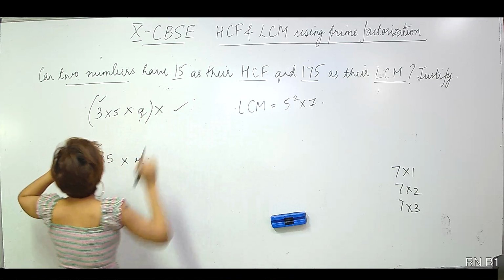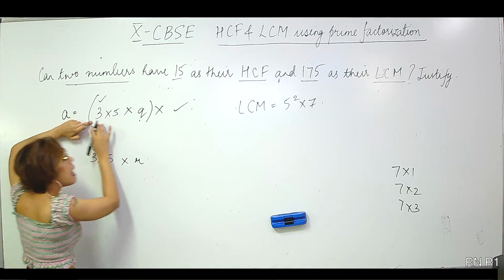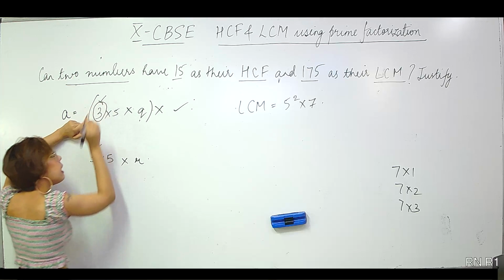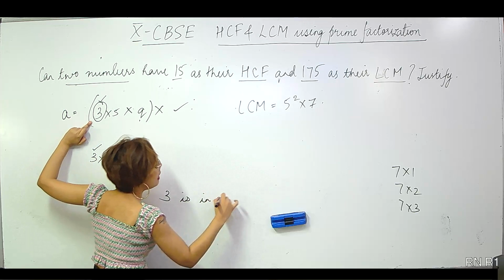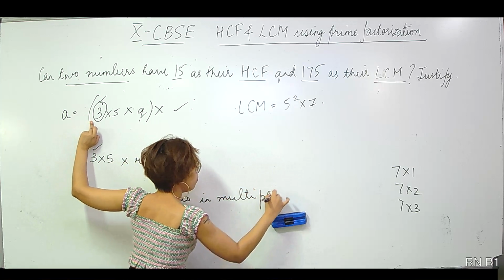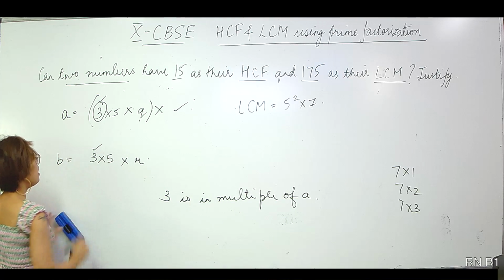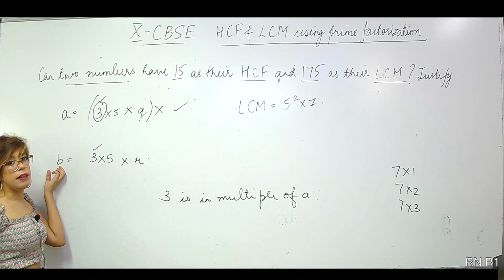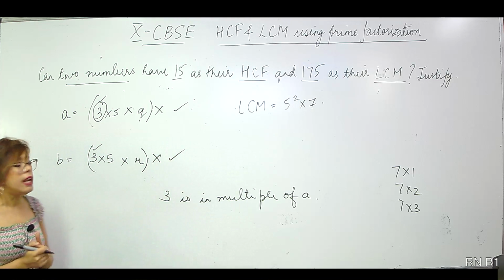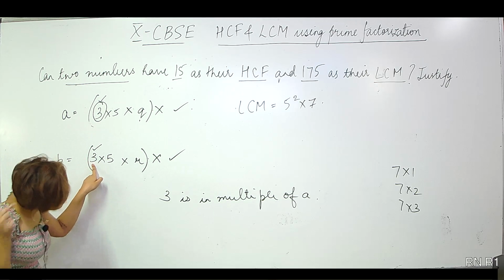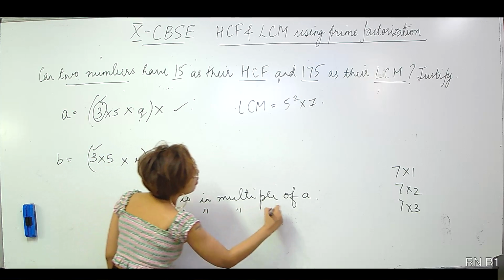That means, let me name this number to be A. Any multiple of A would have 3 in it. 3 would be present in a multiple of A. Let me call the second number B. Now, mind it, I need to talk about the multiple of B, so that means this number into some natural number. Now, can you see the 3 must be present in the multiple of B? 3 is in a multiple of B.